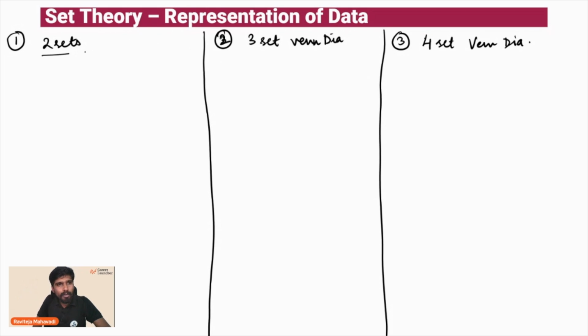But typically, if I look at 2-set, 3-set, and 4-set Venn diagram questions, typically the 4-set Venn diagram questions are the easiest of the lot. Now let us look at how to represent data in each of the sets.